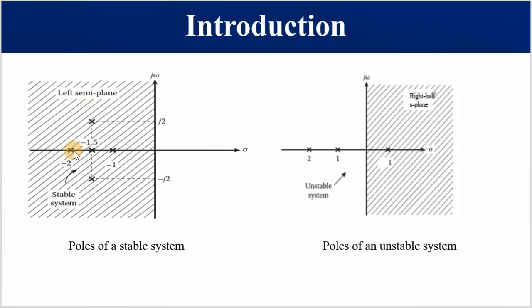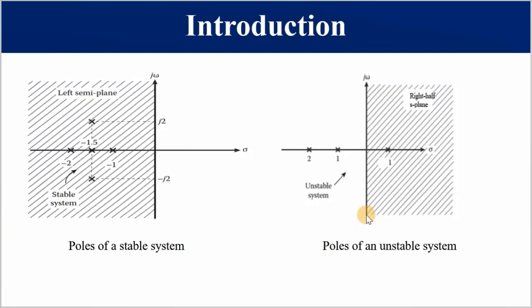We know S is equal to sigma plus j omega. This pole has the real part and the imaginary part. This one has the real part and the imaginary part, hence the dotted lines. So we are saying, if all the poles are located on the left-hand side of the S-plane, then we say this is a stable system. Hence, these are poles of a stable system.